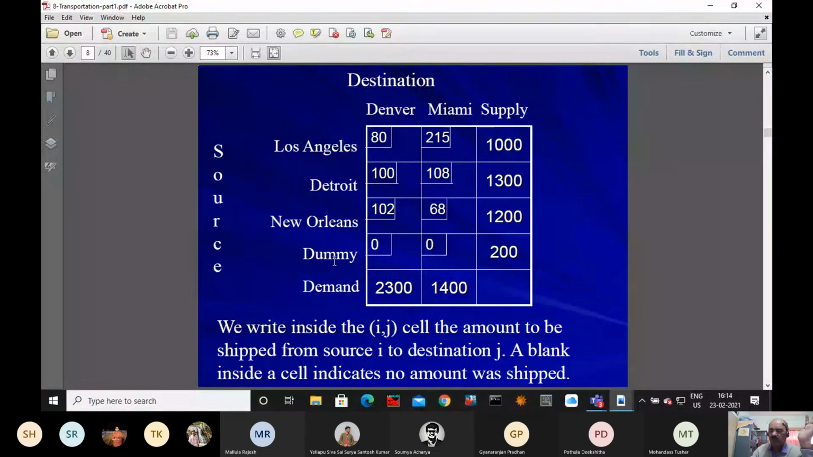This is a dummy because it is unbalanced. We have made it balanced. Then we have destinations like Denver, Miami. These are the two. Let me show how it is balanced. You see here, we are adding 1000 plus 1300 plus 1200 plus 200. So that is 2300 plus 1200, that is 3500 plus 200, 3700. And here demand is 2300 plus 1400, that is also 3700. So it is a balanced transportation problem.